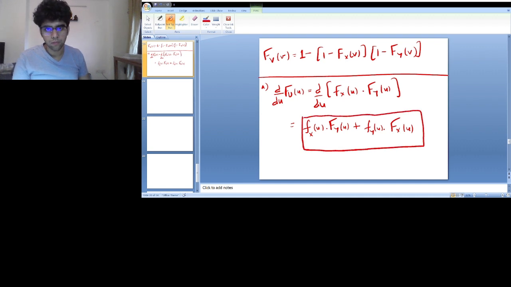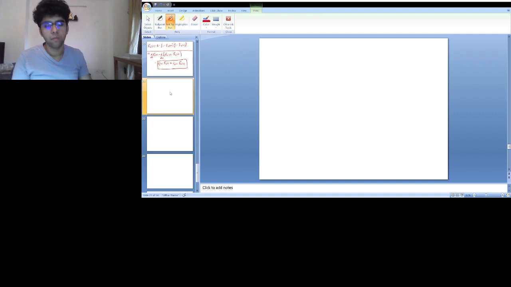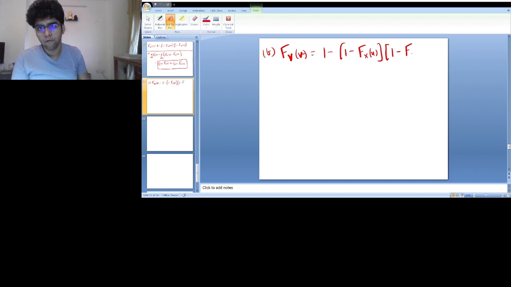Can I draw a box here? Yes. And for part B, the PDF of small v was equal to 1 minus Fx(u) into 1 minus Fy(u)... I can just open the brackets, so this will give me 1 minus, now, minus Fy plus, so minus Fx plus Fx Fy, again minus Fx and positive Fy, so positive Fx, and negative Fx Fy.